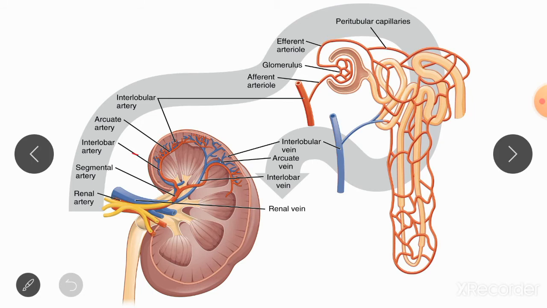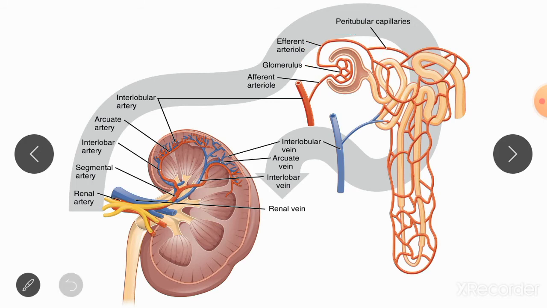Arcuate arteries give off small hair-like projections. These are known as interlobular arteries. Here you can see a zoomed version of the interlobular artery. The interlobular artery gives off the afferent arteriole. The afferent arteriole divides into capillaries, and this capillary bed is known as the glomerulus. Then the glomerular capillaries join to form another arteriole which is known as the efferent arteriole.